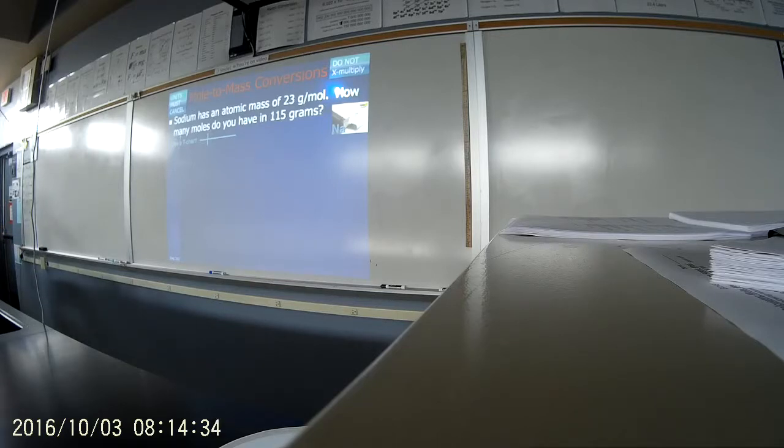It's called factor label, also known as the T-chart. So, we make a T. Or sideways cross. In this block, you put your starting unit. And in this bottom block, you put your conversion.